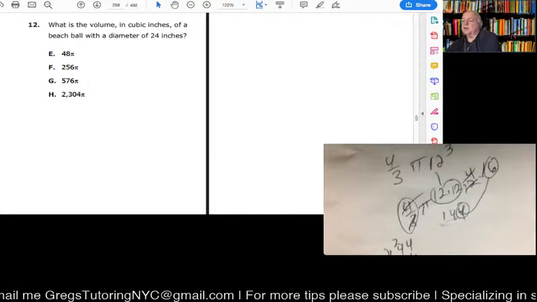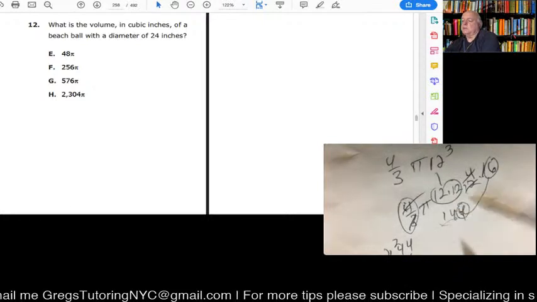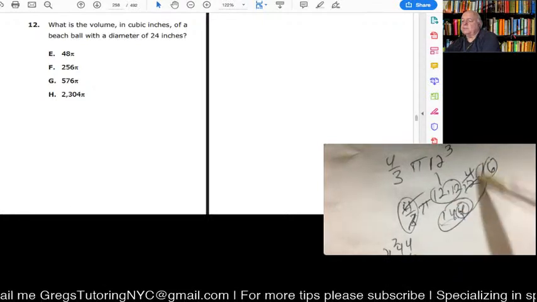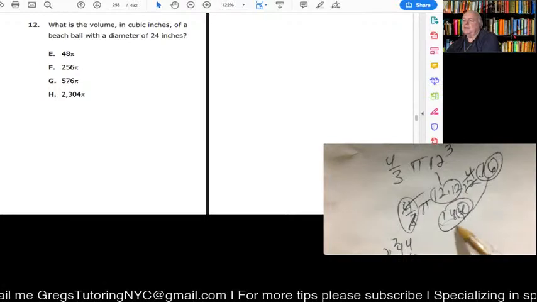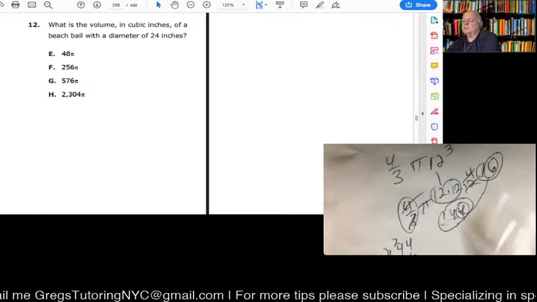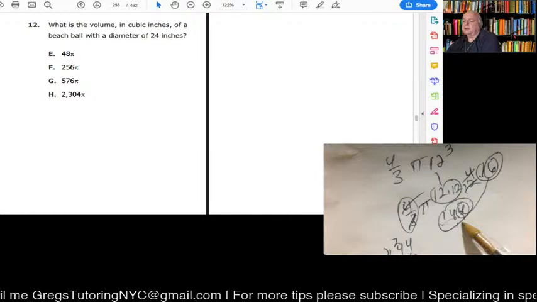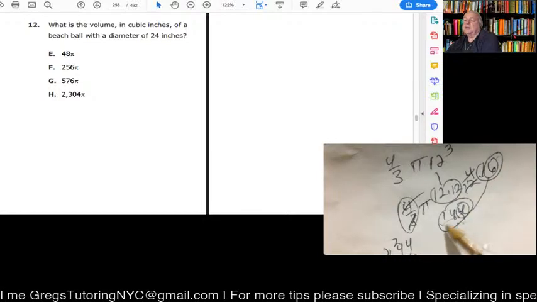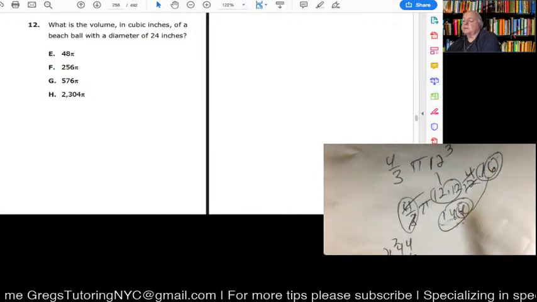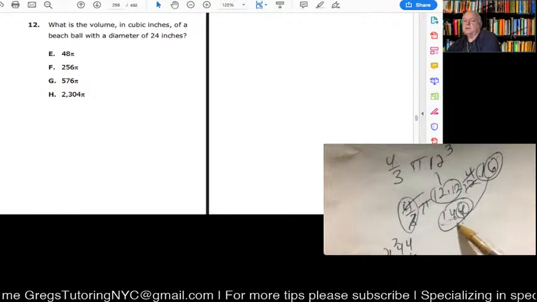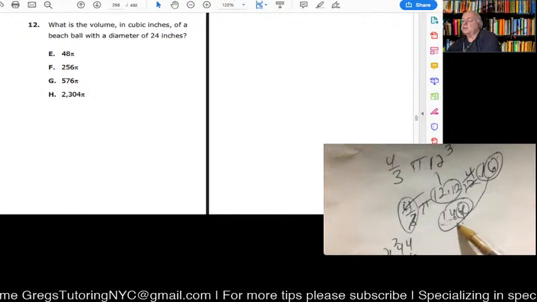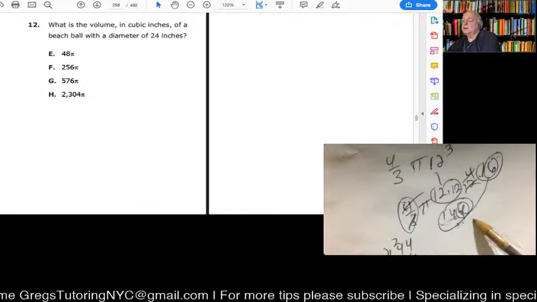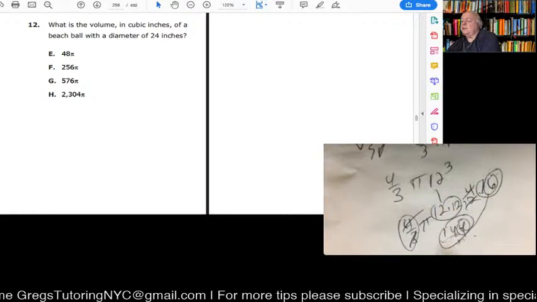Okay, we can also do estimation. So we have 100 and something times 16. That's already 1,000. That's 1,500 already. And we're not even looking at the 6. So if we did like 150 times 10, we're already at 1,500. So we're past the E, F, and G, and the answer has to be H then. All right? So in a way we didn't even need to go past the computation.